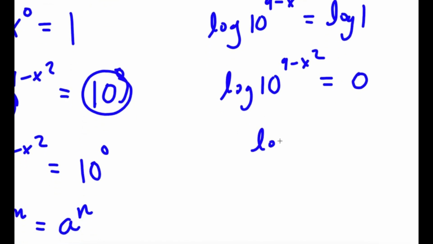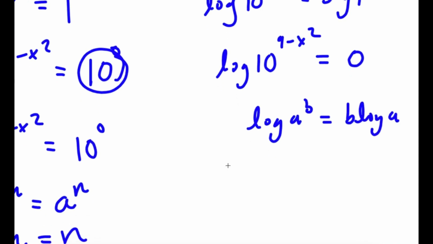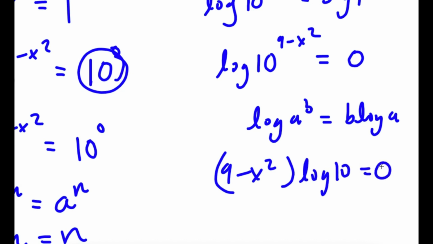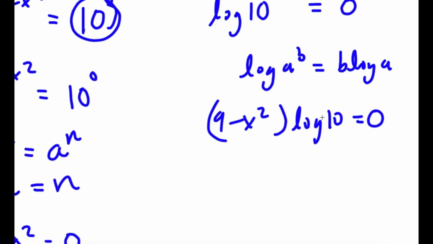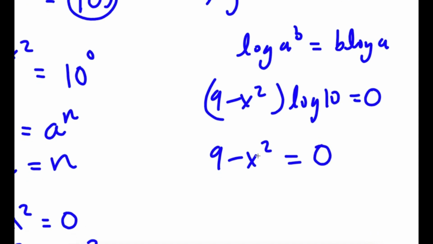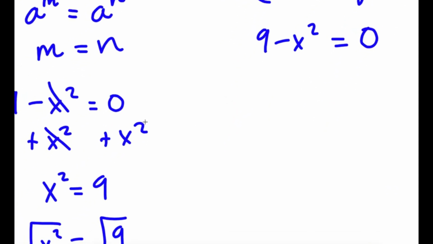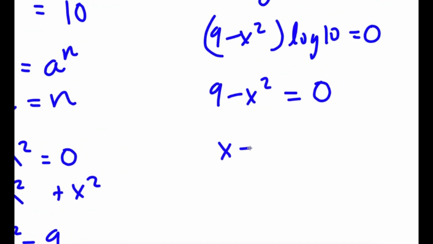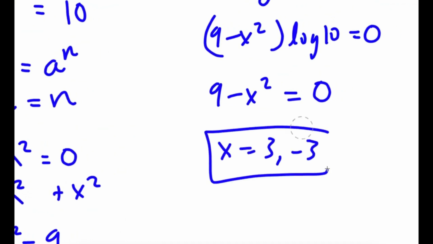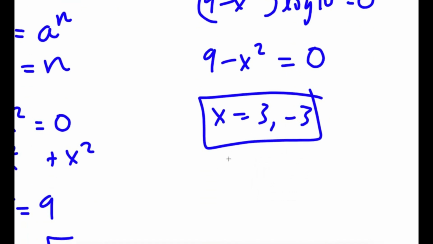And if I have something in the form log a to the power of b, this is the same thing as b times log a. So in this case, I have 9 minus x squared times log 10 is equal to 0. Now log 10 is simply 1. So now I have 9 minus x squared times 1, which is simply 9 minus x squared is equal to 0. And again, I'm back to where I started. 9 minus x squared equals 0, so x is equal to 3 or negative 3. So that is my second solution.